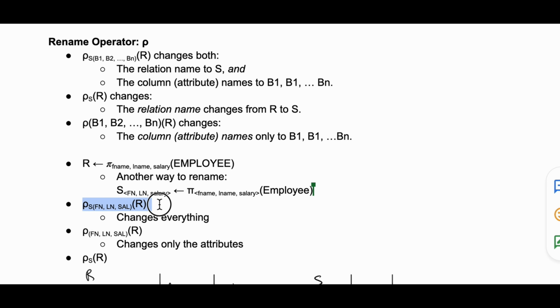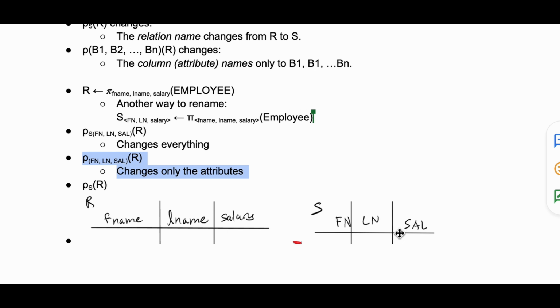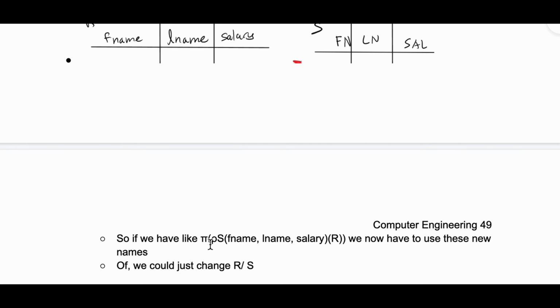Next we have this one, and this is going to change everything if we wanted to. And this one only changes the attributes. Then we have an example here where we go from our R, first name, last name, salary, to this one where we have our S, and then just FN, LN, and SAL. So if we want to have pi, and then our phi, S, first name, last name, salary, R, we now have to use these three names. If we want it just like FN, LN, and SAL, we can't go back to the other one when we're mapping it.